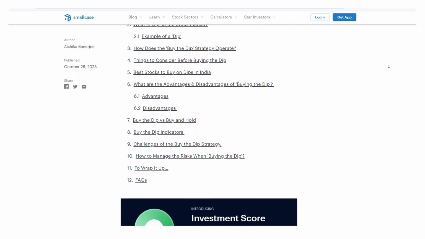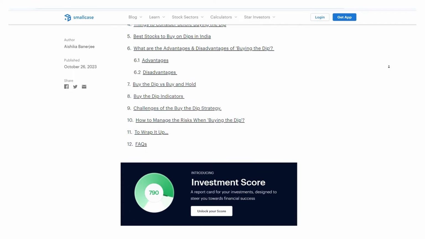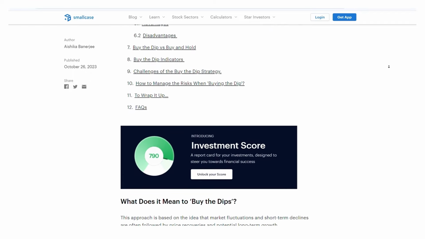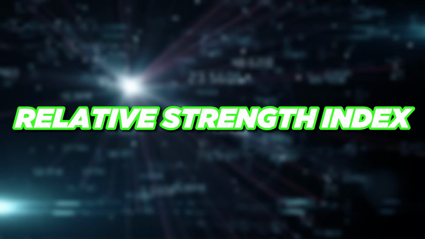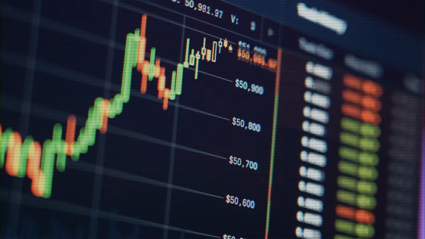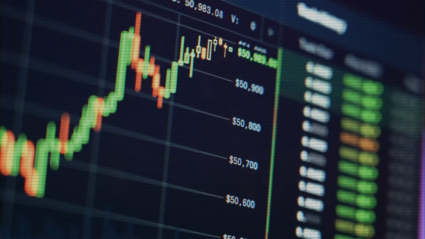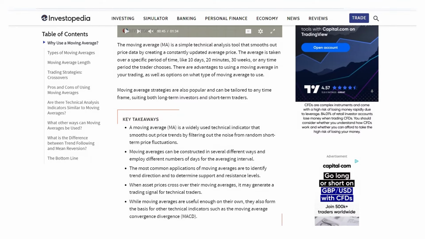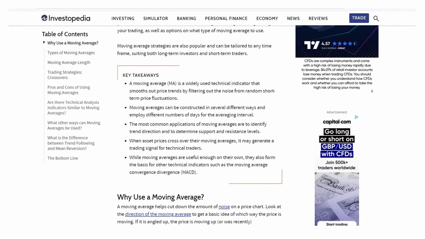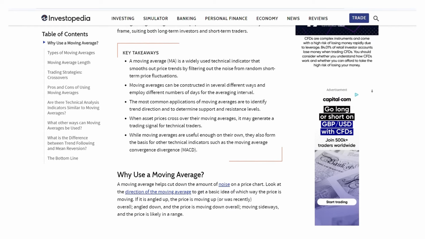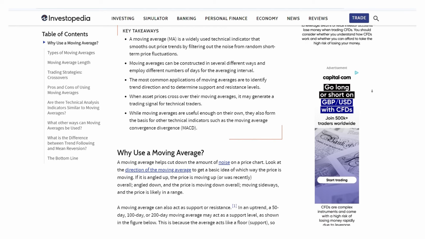By employing strategies like cost averaging and limit orders, which we will look at later, investors aim to capitalize on short-term price fluctuations. Technical indicators like moving averages, relative strength index, and Bollinger Bands can provide insights into potential support and resistance levels. When the price dips below a key support level, it may indicate a buying opportunity. However, technical analysis should not be used in isolation, and false signals can occur.